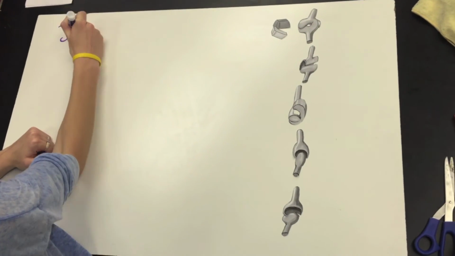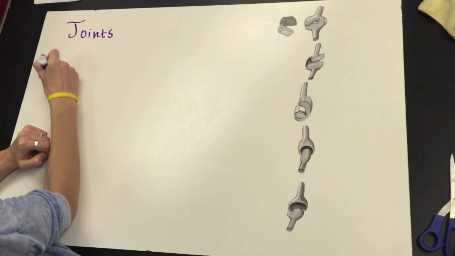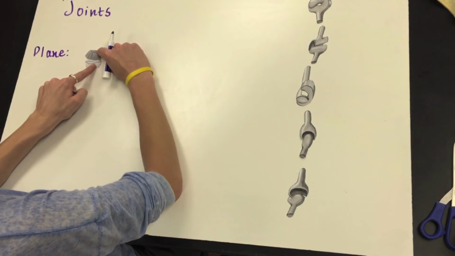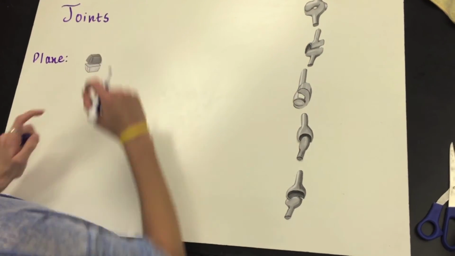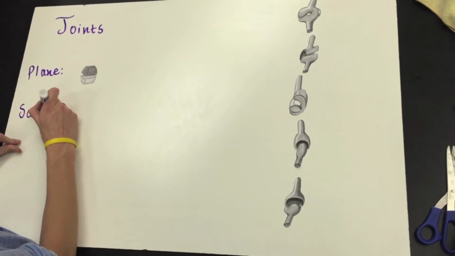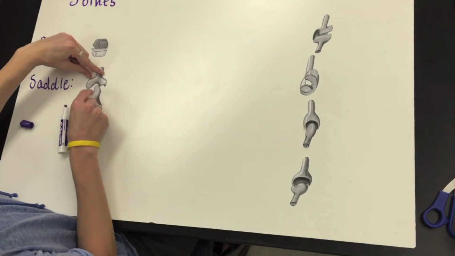Joints. Plane. Plane joints occur when two opposed flat surfaces meet. These joints are monoaxial and display slight gliding motion. Saddle. Two saddle-shaped surfaces orient at right angles. These joints are biaxial and allow sub-movement.